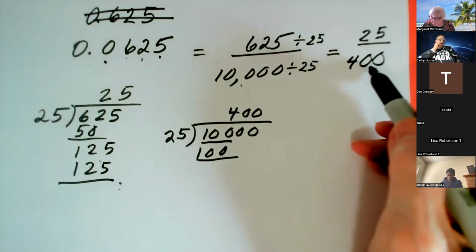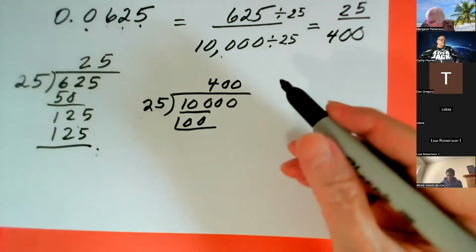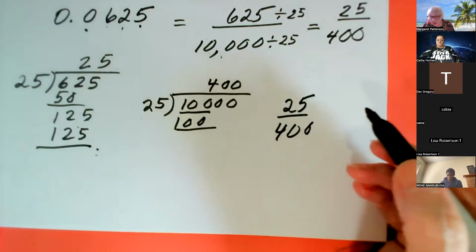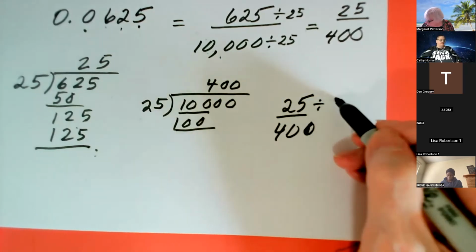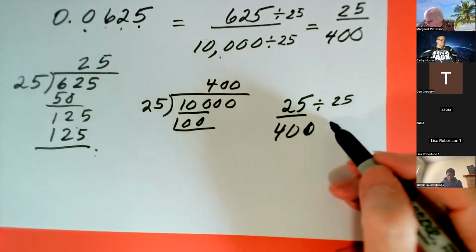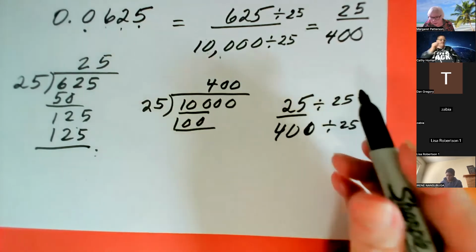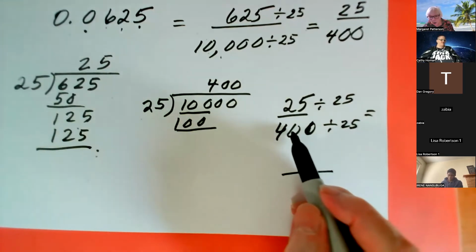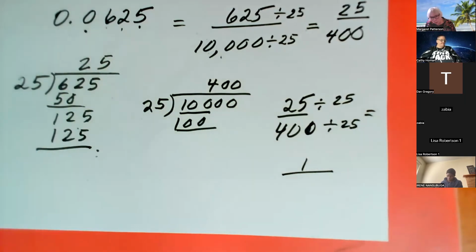This is not done, but this is one heck of a lot better than the original. Now we have a fighting chance. 25 into 400. I think I'm going to divide by 25 again. Divide this by 25, because this is like money, and divide this by 25. 25 divided by 25 is 1. 400 divided by 25 is asking the question, how many quarters would you have if you had $4?